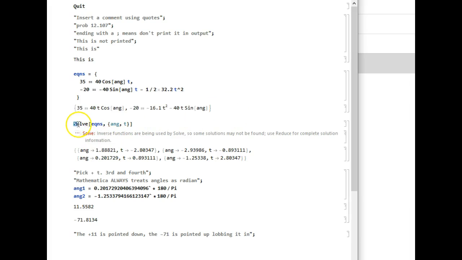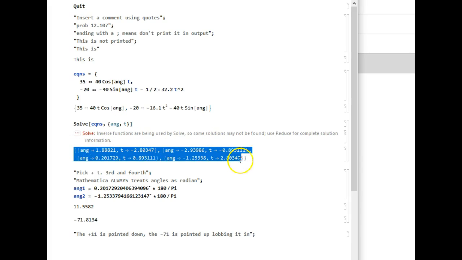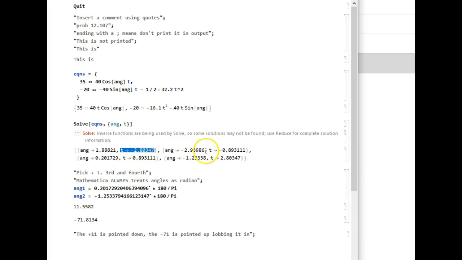And then to solve them, you just say you want to solve the equations for the angle and the time, and here's what you get. You're going to end up with 4 solutions. If you notice, 2 of the solutions have negative time. Obviously, even though the math works, there's no way that physically you have a negative time. So you're going to ignore those, and you're going to pick these 2 solutions. One of them has a negative angle, and that means it's pointed up from this, and the other one has a positive angle, which means it's pointed down.